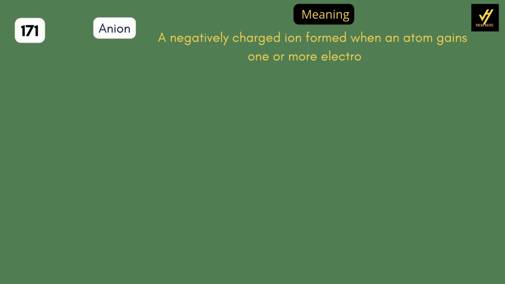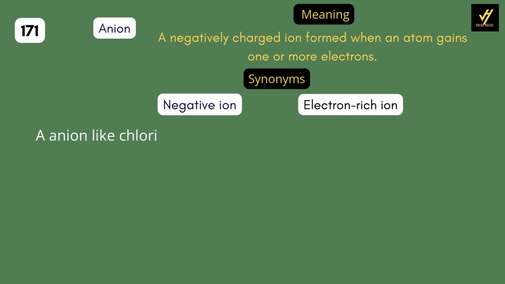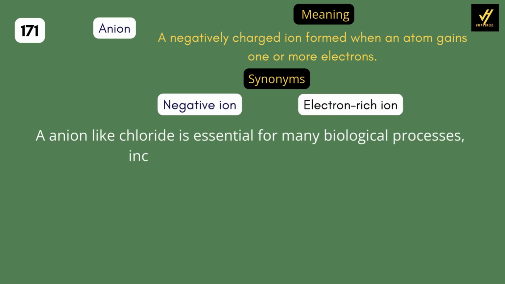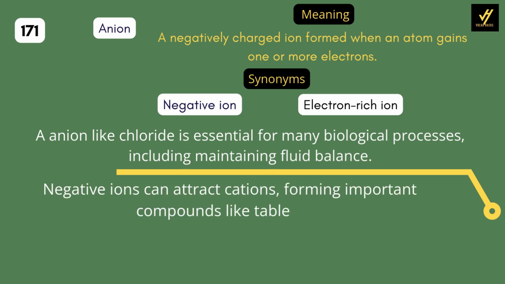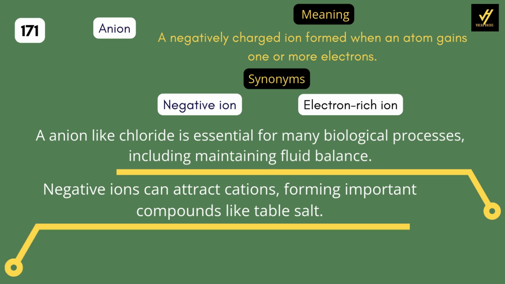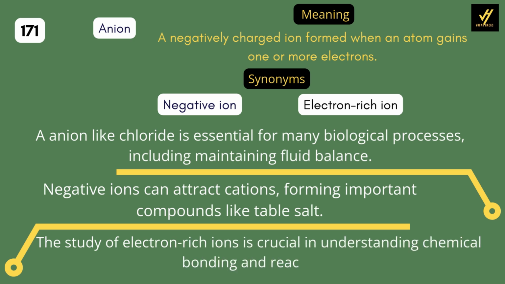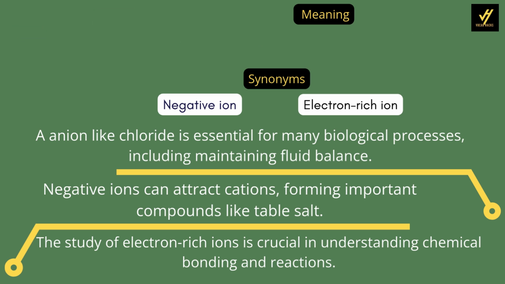Anion, a negatively charged ion formed when an atom gains one or more electrons. Negative ion, electron-rich ion. An anion like chloride is essential for many biological processes, including maintaining fluid balance. Negative ions can attract cations, forming important compounds like table salt. The study of electron-rich ions is crucial in understanding chemical bonding and reactions.